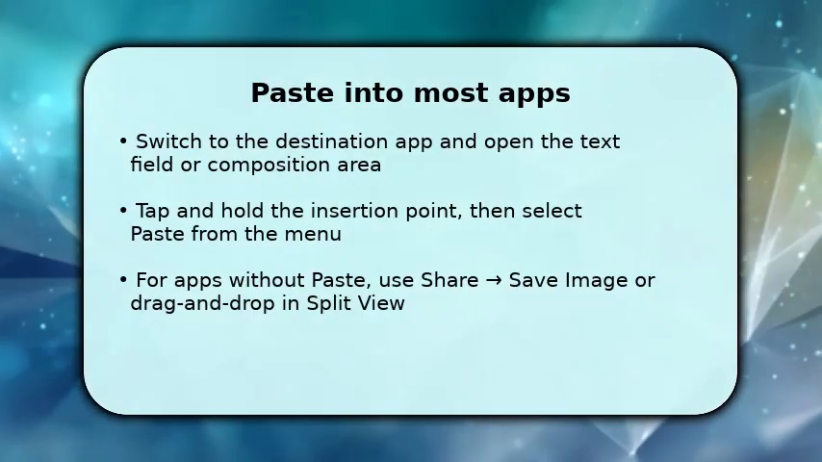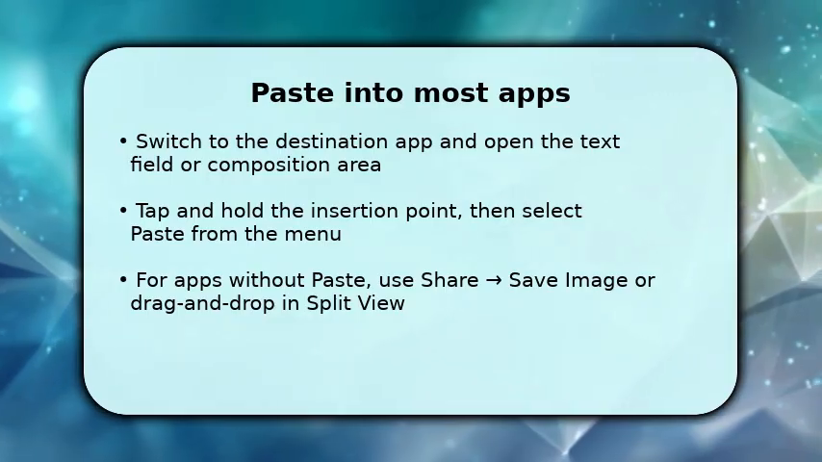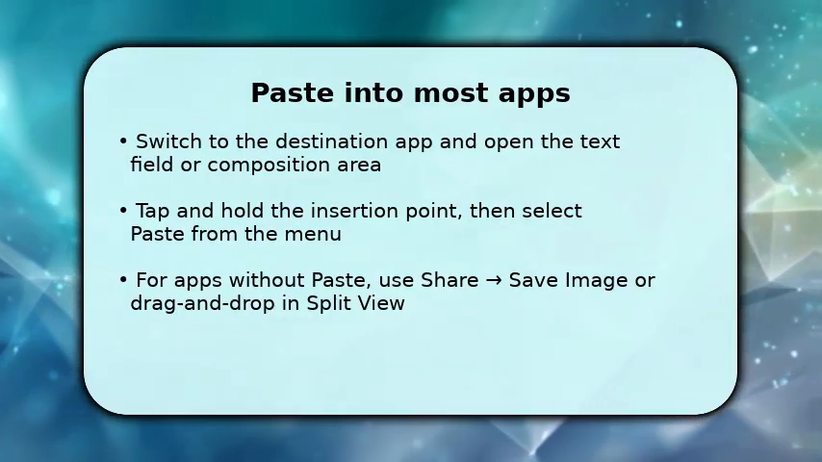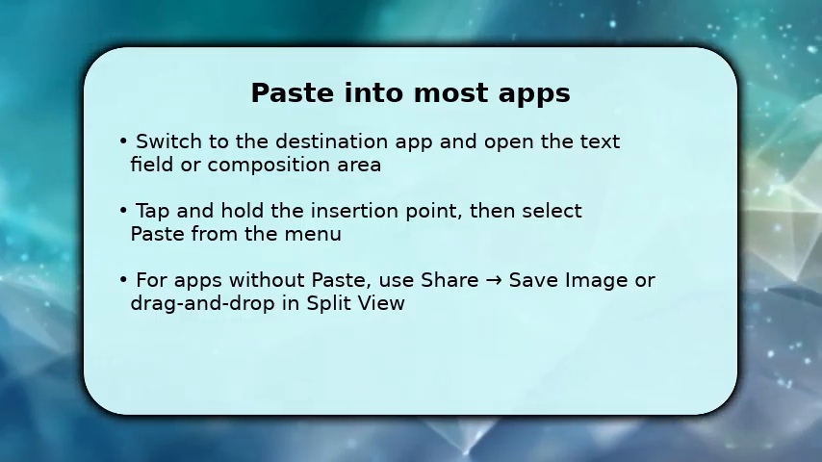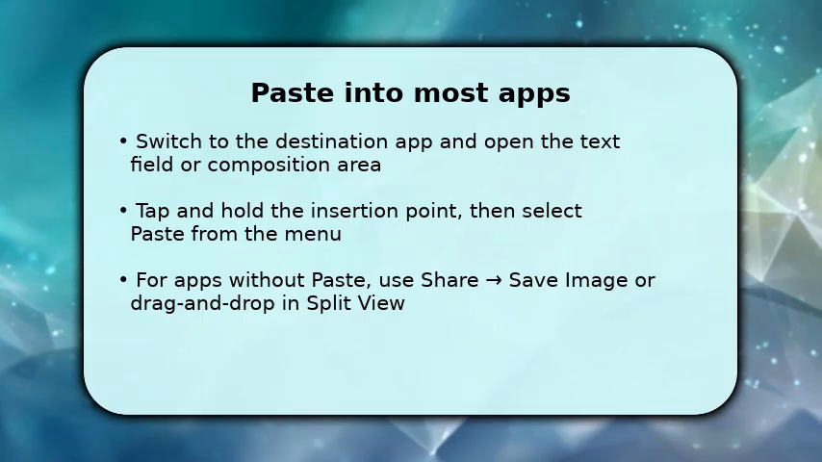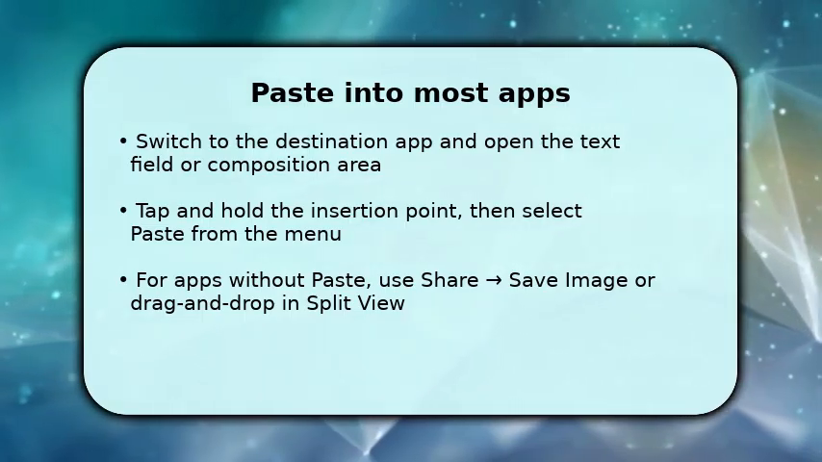Now go to the app where you want the photo, Messages, Notes, Mail, or a social app, and open the Compose area. Tap and hold at the insertion point until the contextual menu appears, then tap Paste. The image should appear inline or as an attachment. Once done, adjust size or alignment if the app supports it.